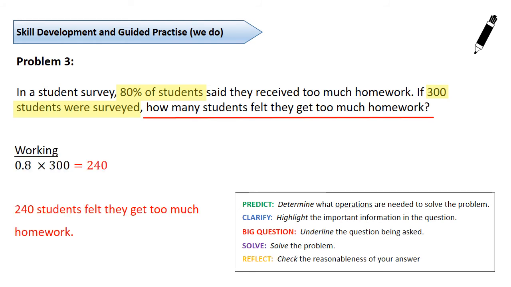So 80% is 0.8 as a decimal. We're going to multiply that by our total of 300 students. So that means 240 students felt that they got too much homework.